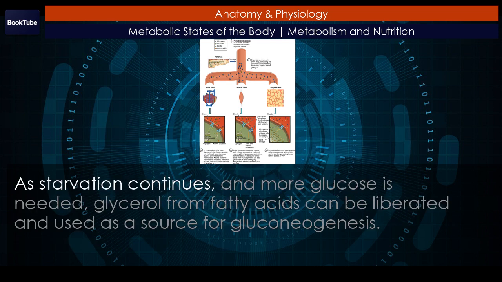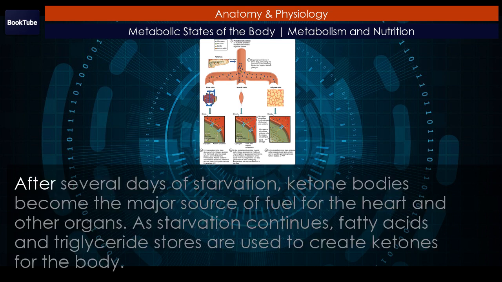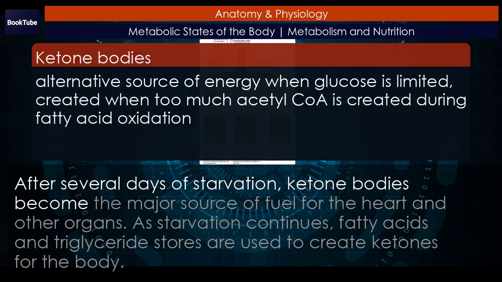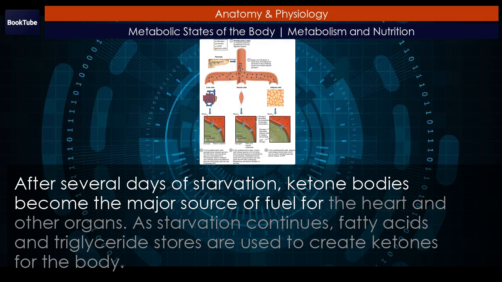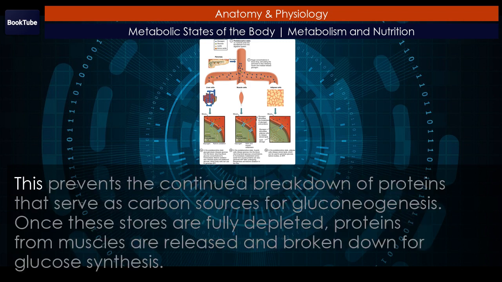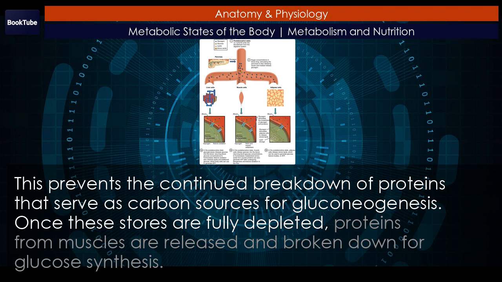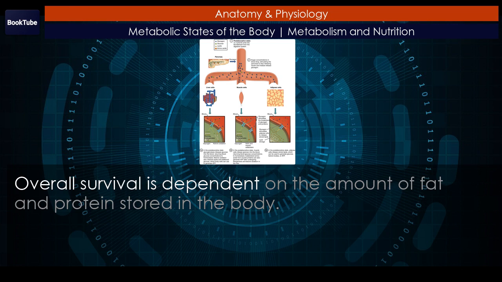As starvation continues, and more glucose is needed, glycerol from fatty acids can be liberated and used as a source for gluconeogenesis. After several days of starvation, ketone bodies become the major source of fuel for the heart and other organs. As starvation continues, fatty acids and triglyceride stores are used to create ketones for the body. This prevents the continued breakdown of proteins that serve as carbon sources for gluconeogenesis. Once these stores are fully depleted, proteins from muscles are released and broken down for glucose synthesis. Overall survival is dependent on the amount of fat and protein stored in the body.